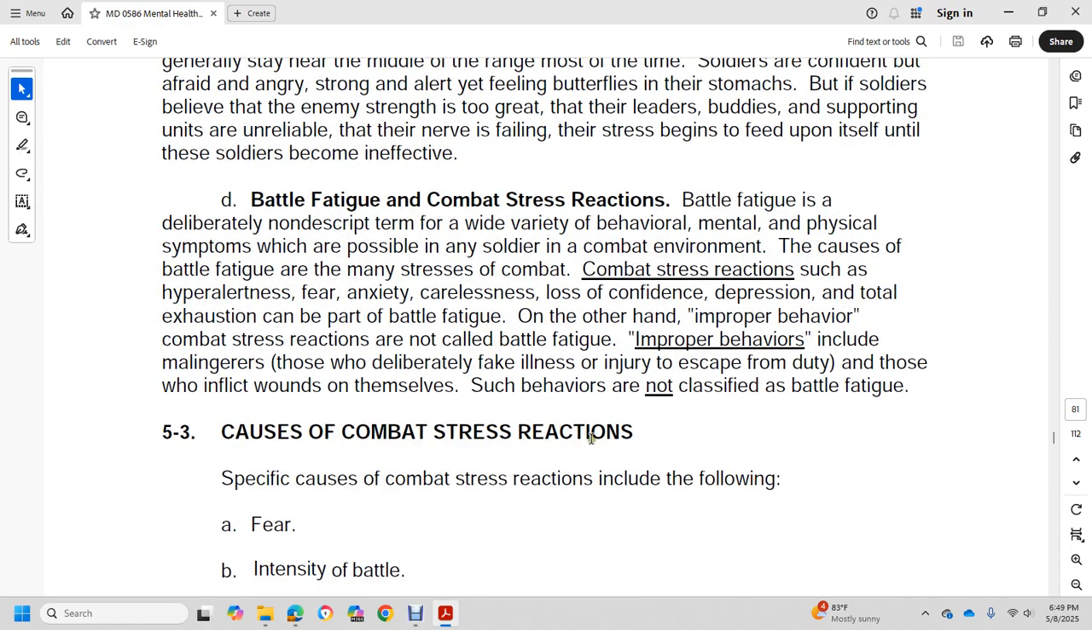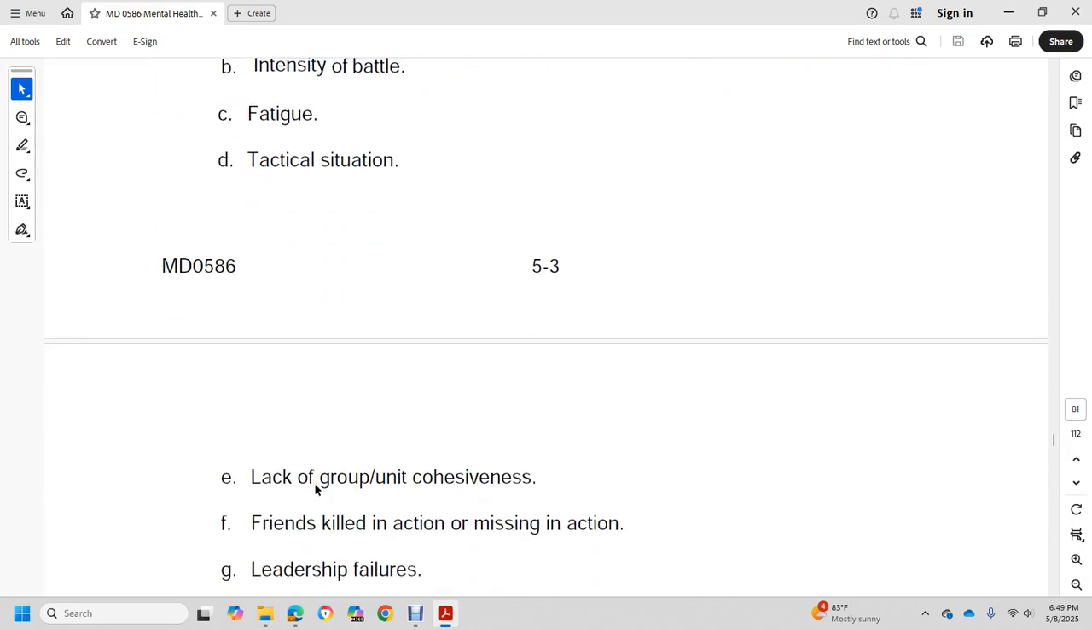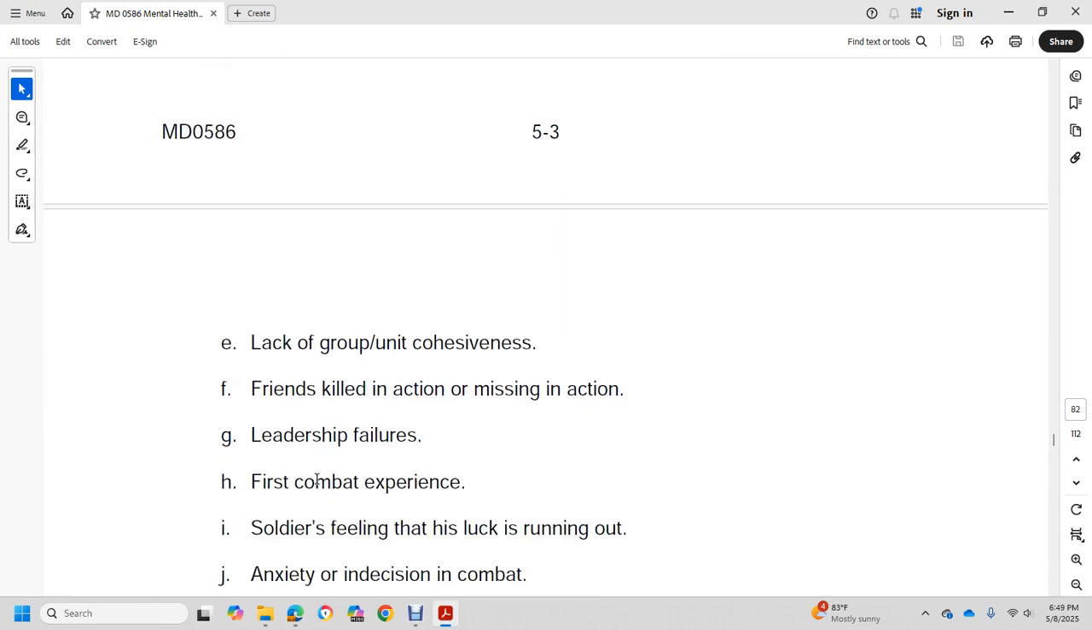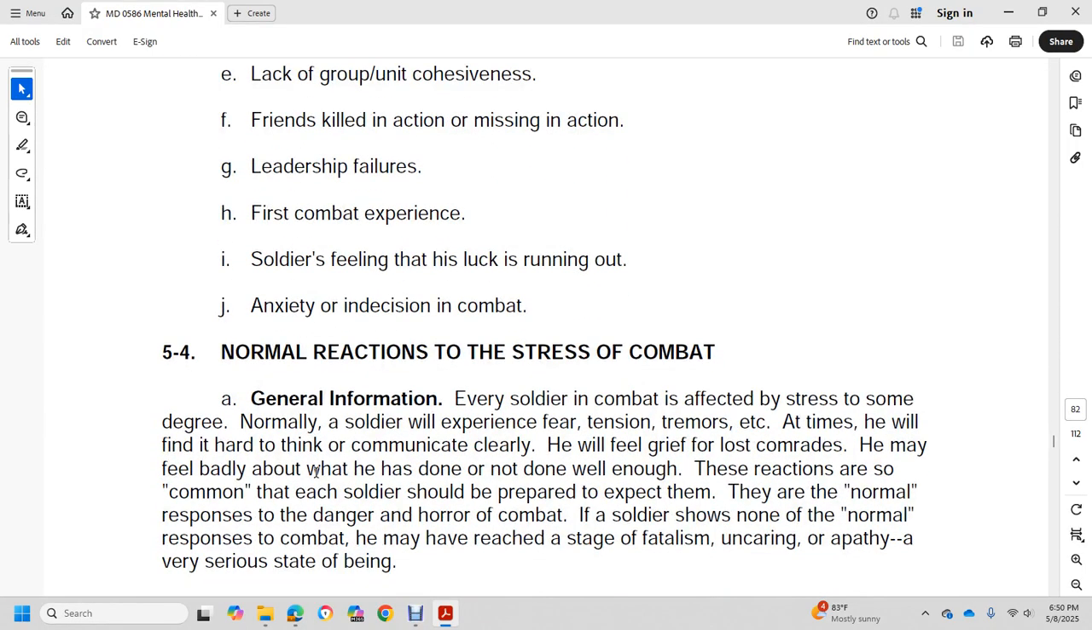5.3 Causes of combat stress reaction. Special causes of combat stress include the fear and intensity of the battle and tactical situation, lack of group or unit cohesion, friends being killed or missing in action, leading to failures, first combat experience, a soldier feeling a lack of supplies and running out, anxiety, and indecision in combat. Normal reactions to the stress of combat: general information.